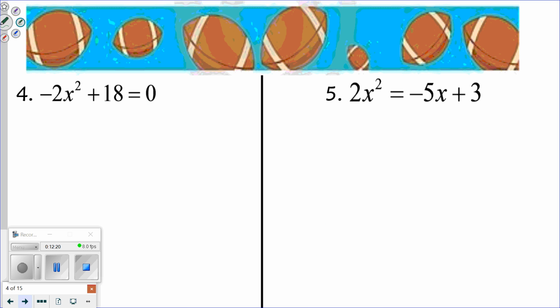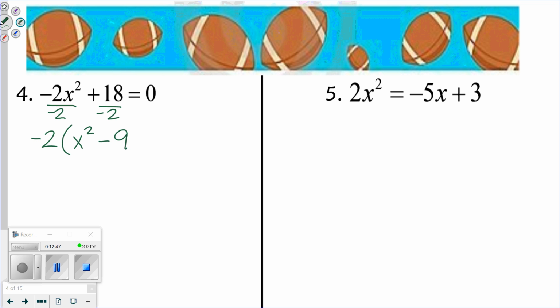All right, number 4. Negative 2x squared plus 18 equals 0. It's already set equal to 0. I like that. So we're ready to factor. GCF? Ooh, negative 2. Good. Remember that first one's negative? Got to take it out. But be very careful, because what happens when you take out a negative? What happens to your signs? They're going to change. So we're going to get an x squared, and this becomes negative 9.